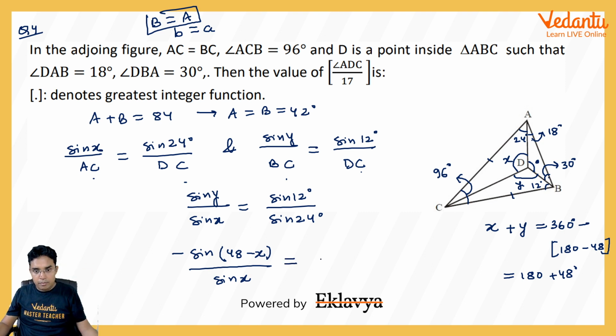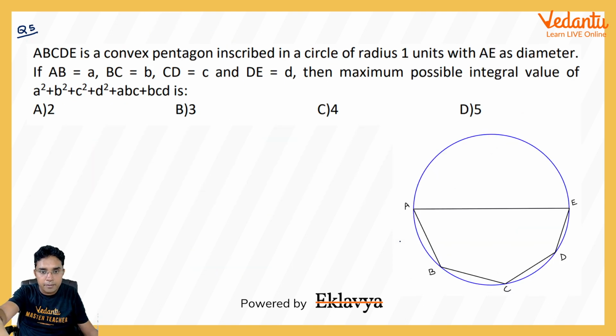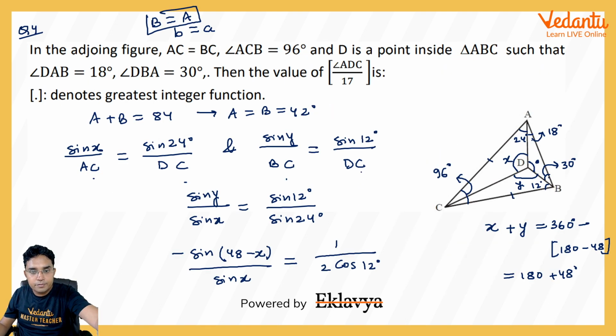Here I can write this as 1 upon 2 sin 12 cos 12 actually. Sin 24 is 2 sin 12 cos 12. Sin 12 gets cancelled, so 1 upon 2 cos 12 here. Now I will make use of this in the next slide.